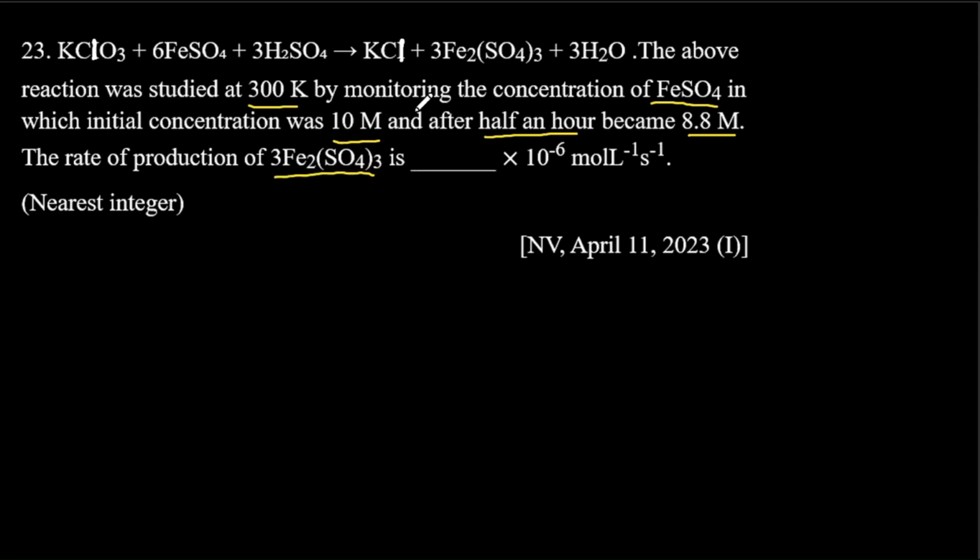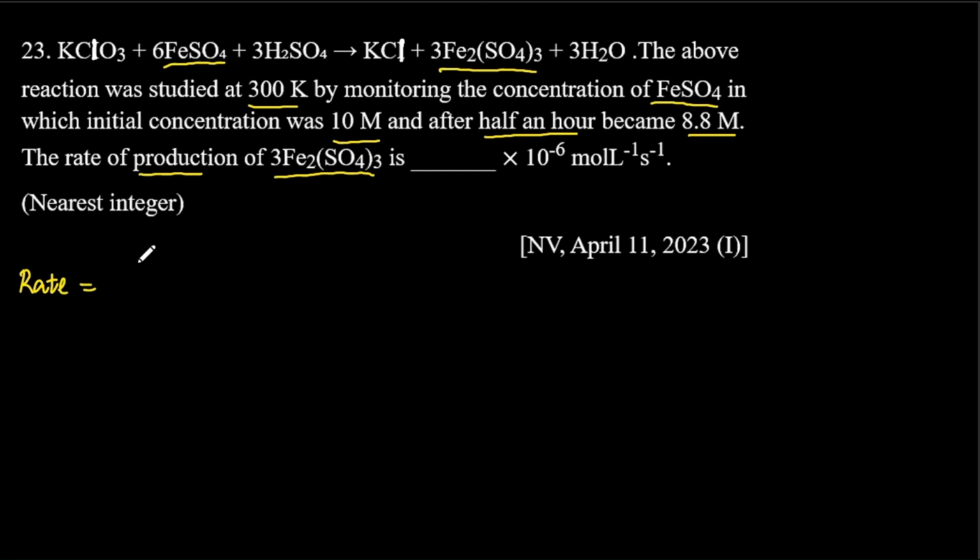So in this equation we are talking about the reactant FeSO4 and the product Fe2(SO4)3. So let us concentrate on these two compounds. So in the question they are asking the rate of production of Fe2(SO4)3. So in this equation we can write the rate of the reaction is equal to rate of disappearance of FeSO4 and the rate of formation of Fe2(SO4)3.